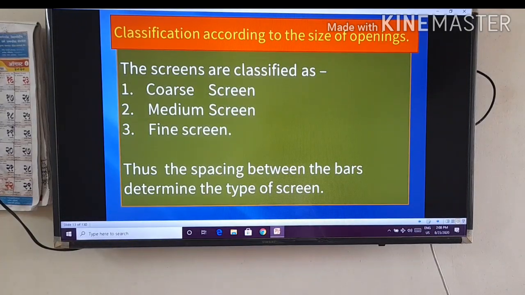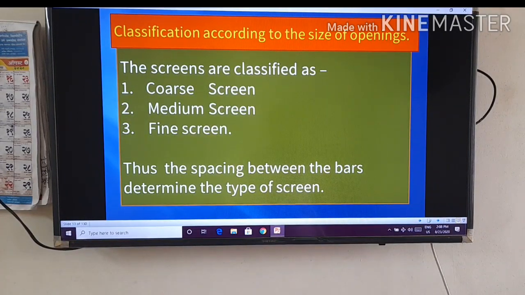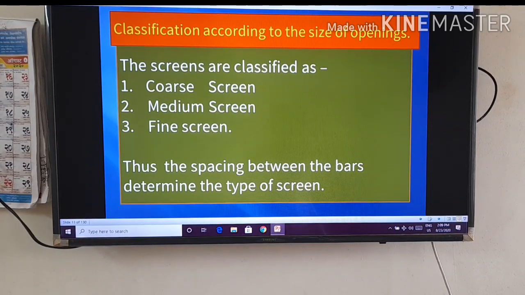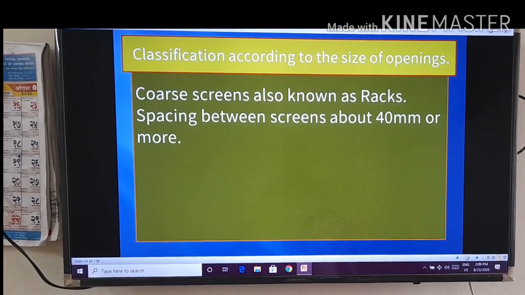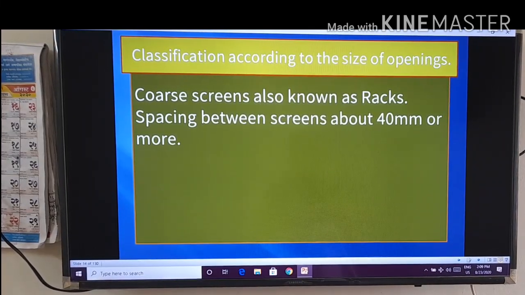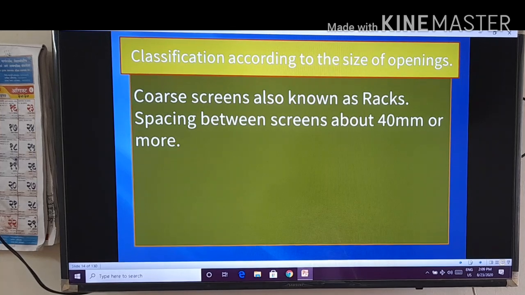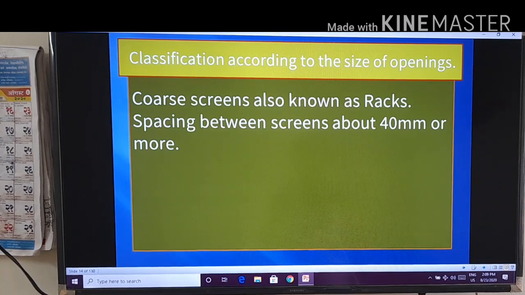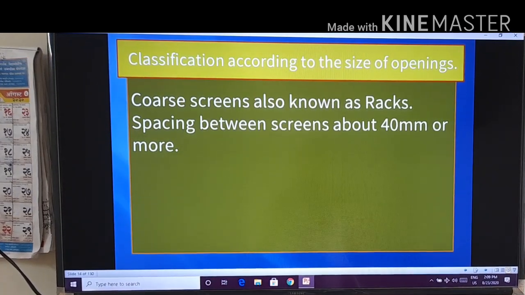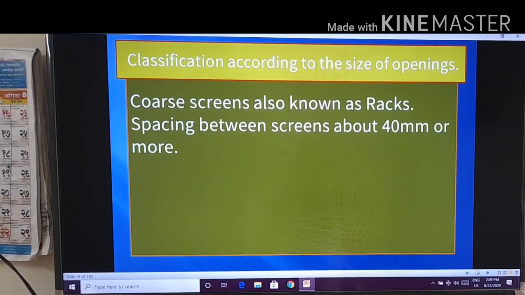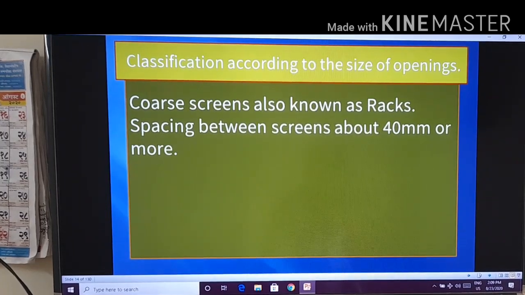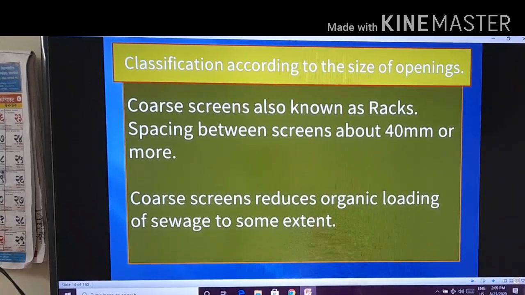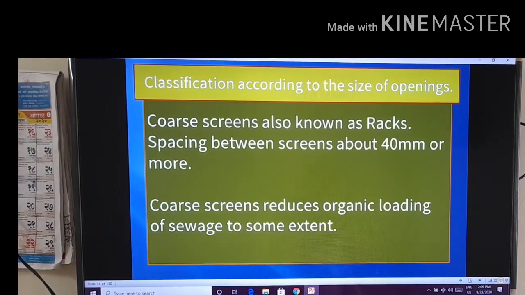Thus, the spacing between the bars determines the type of screen. Remember, we are looking first at the coarse screen. Coarse screens are known as racks. Spacing between the bars is about 40 mm or more. Coarse screens reduce the organic loading of sewage to some extent.